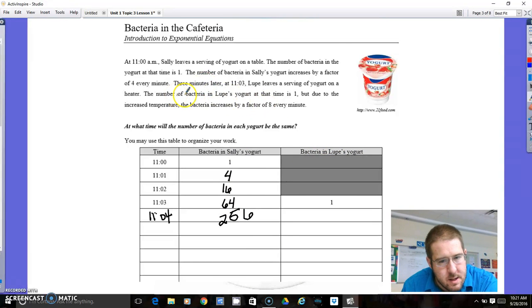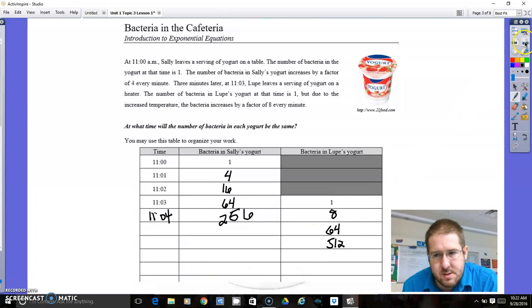But Lupe's is starting at 11:03, but his is on a heater. And we know bacteria grows faster. You should learn that in science. Bacteria grows faster when it has heat. And it's going to grow at a factor of 8. So it's going to go 1, 8, 64. 64 times 8 is 512. And what you're looking for is when are they going to be exactly the same. If I'm not mistaken, I want to say it was like 11:07. I want to say it was this row. I could be wrong, so check to see for yourself.